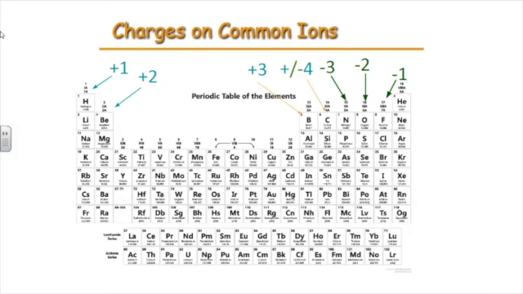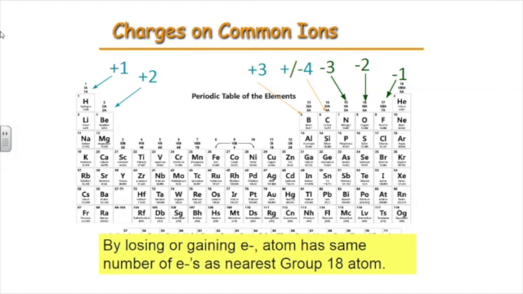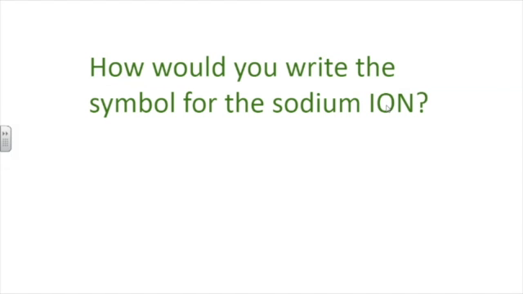Now that leaves the noble gases right here at the very end. They don't have a charge at all, and that's because they already have 8 electrons, so they don't ionically bond with anything because they're already stable, they're already happy. So by gaining or losing electrons, atoms have the same number of electrons as the nearest group 18 atom, which we'll talk about later on when they're actually bonding with other elements.